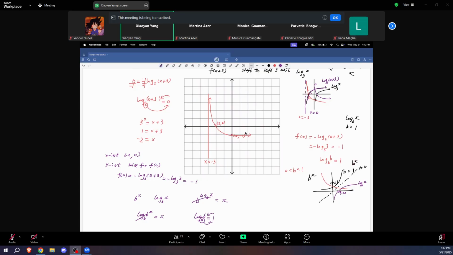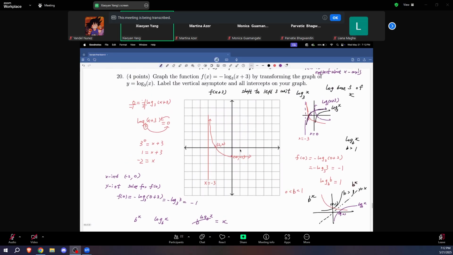The x-intercept is easy, just solve it. Starting from the point 1, 0, shift to the left 3: 1, 2, 3. So 1 minus 3 equals negative 2. Another way to find the x-intercept is to set f of x equal to 0, but this way is harder. The horizontal shifting is easy: from 1, 0, shift to the left, so 1 minus 3 equals negative 2. So this is the easy way, and this is harder.